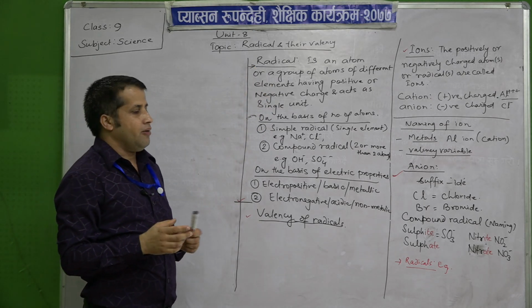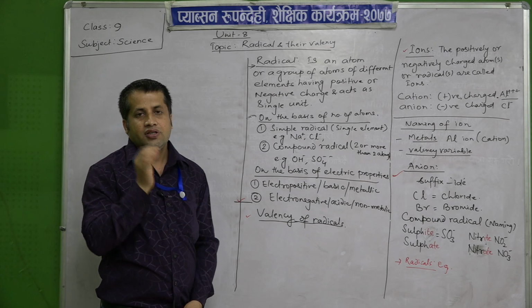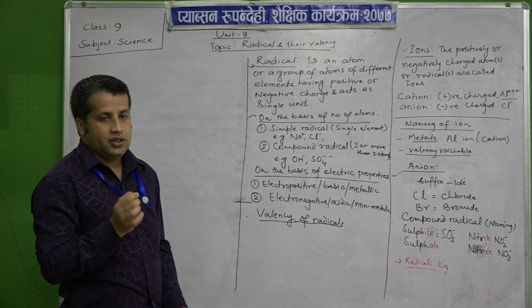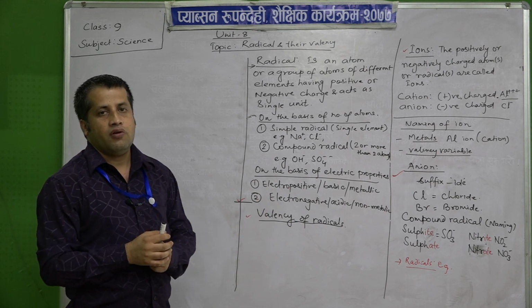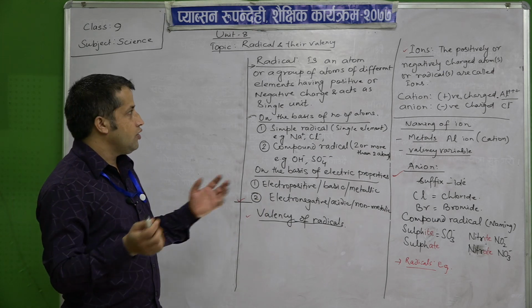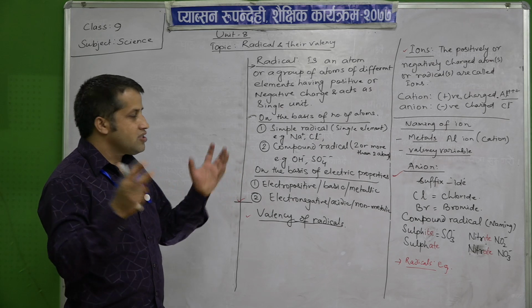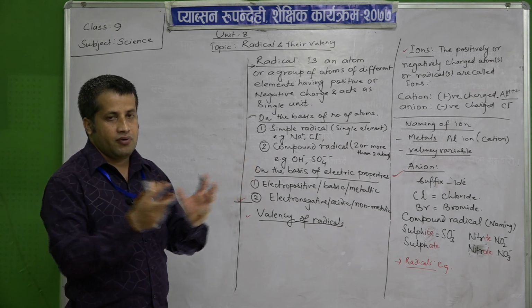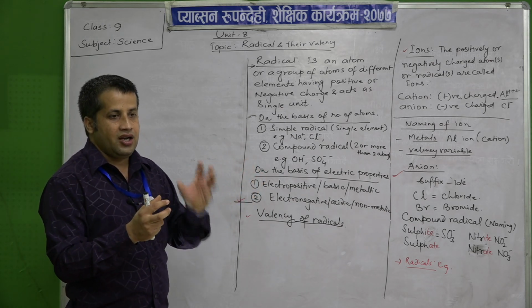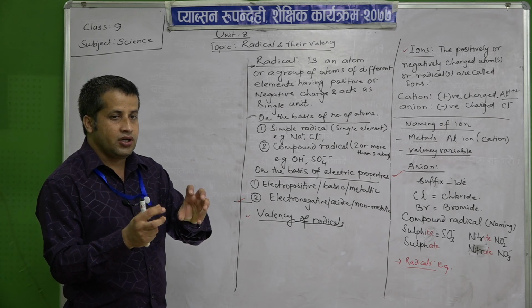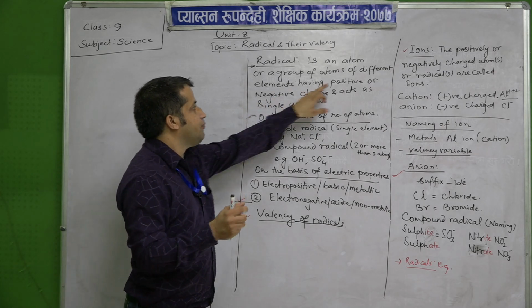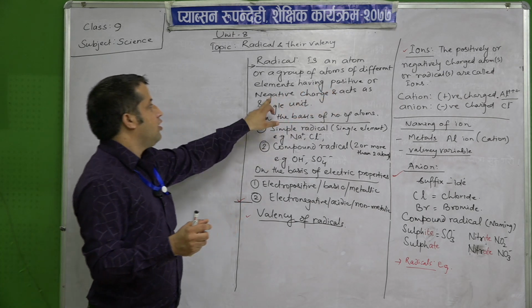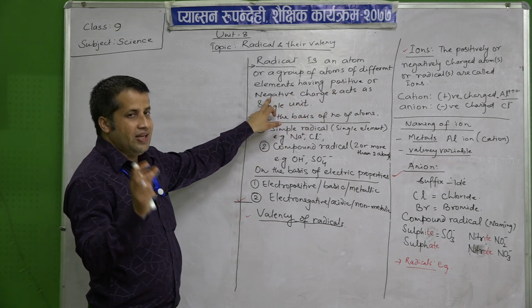A radical may be of a single element, or it may be a group of elements which will form a single unit and act as a single unit. They have either a positive charge or a negative charge on them.